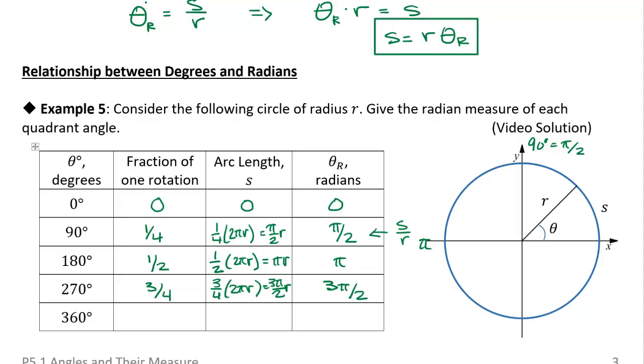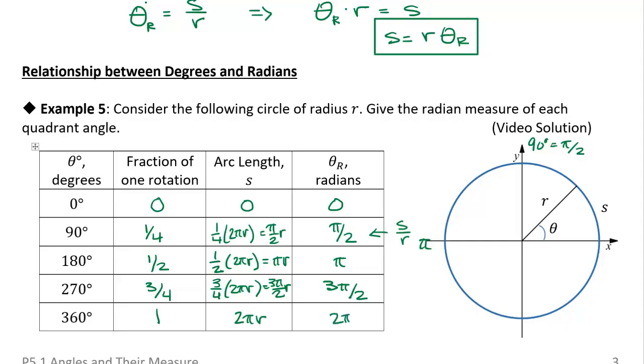Now, 360 degrees, of course, is one full rotation. The arc length would be the circumference, 2 pi r, and if we want the radian measure of 360 degrees, we take 2 pi r and divide it by r, and we'll get 2 pi.